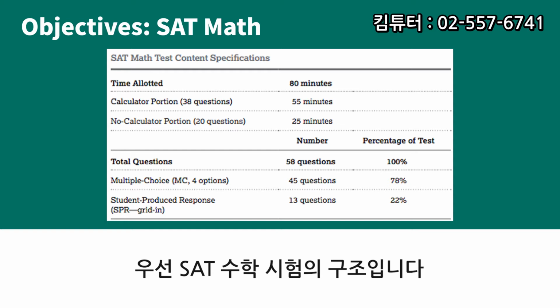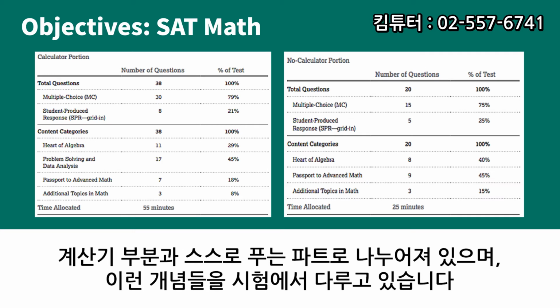You will be given 80 minutes: 55 minutes for the calculator portion and 25 minutes for the no-calculator portion. These are the total number of questions, which consist of multiple choice and student-produced response, or the SPR grid-in. Next, we will be covering a lot of topics, inclusive of Heart of Algebra, Problem Solving and Data Analysis, Passport to Advanced Math, as well as Additional Topics in Math.